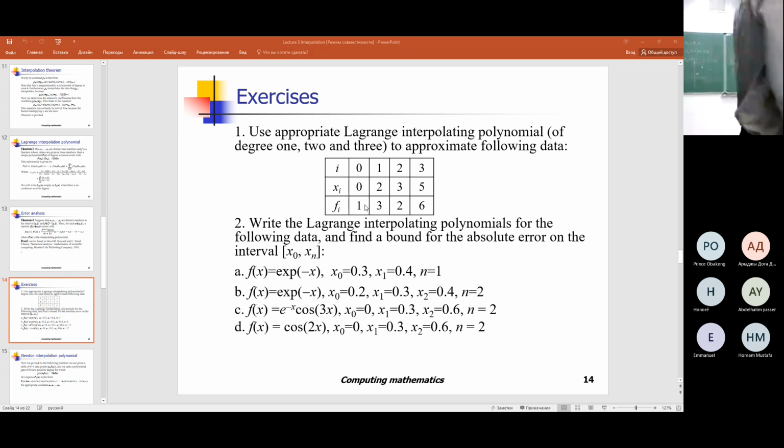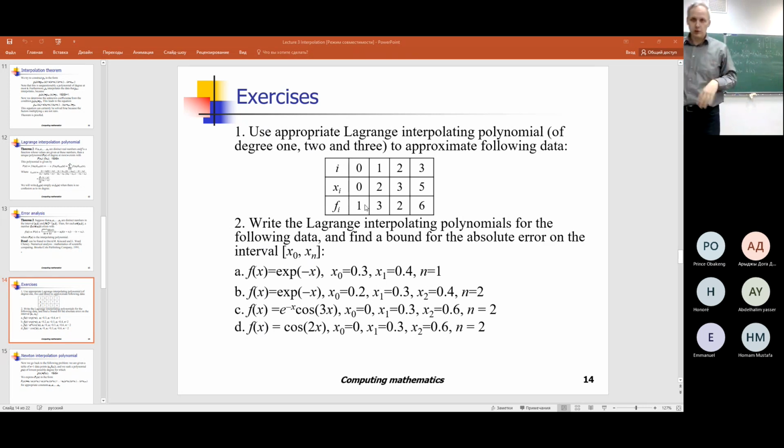The task is to apply the formula and find the polynomial that interpolates this function. Find the first degree polynomial. Well, 10 minutes for you to find this polynomial.